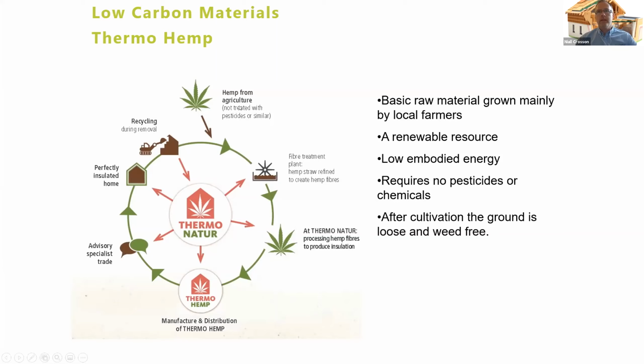It has low embodied energy, it requires minimum chemicals during its growth, and after cultivation, it loosens the soil. In terms of the cycle, the main fiber used in the insulation is the outside of the bast fiber. This is separated from the hemp plant, which goes into a processing plant, after which it's marketed, delivered to the house, installed, and it can be recycled at a later stage.